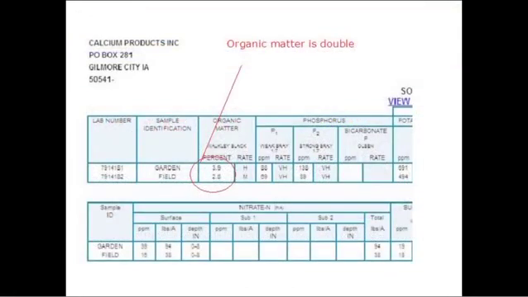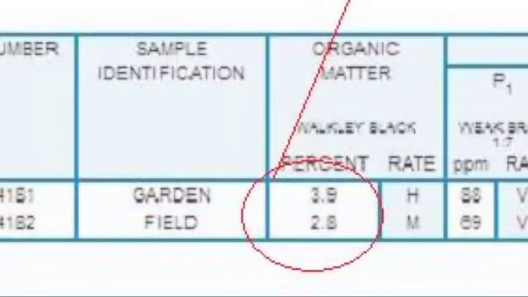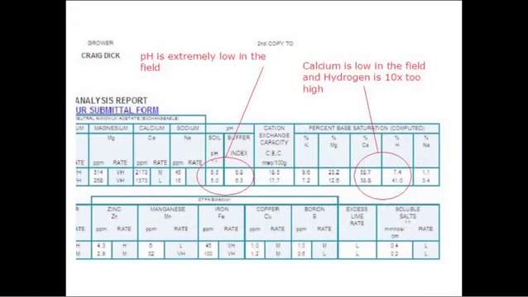Go back to the previous slide of that field and the garden. Our organic matter is much higher in the field, which will also help reduce compaction if we can keep our organic matter high. But pH also is going to have a big impact on that. We're at a 5.0 pH in the field.